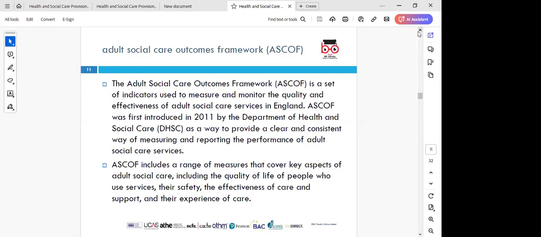ASCOF includes a range of measures that cover key aspects of adult social care, including the quality of life of people who use services, their safety, the effectiveness of care and support, and the experience of care.